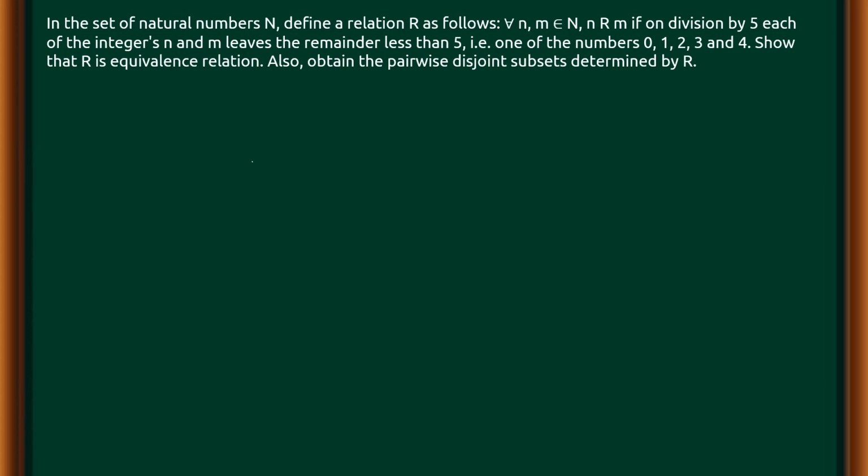We have to show that R is an equivalence relation and we have to obtain the pairwise disjoint subsets determined by R. Now listen, here we have to understand one thing, that you take any natural number. If you take any natural number and you try to divide it by 5, the remainder that you will get will always be either 0, 1, 2, 3, 4. That's it. Okay, so any natural number, you can take 23, you can take 28, you can take 436.